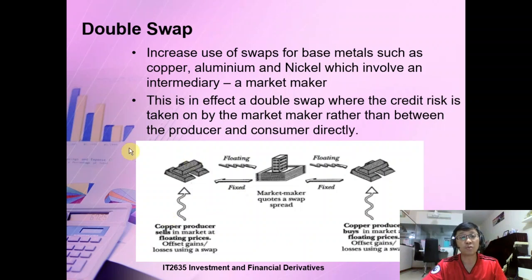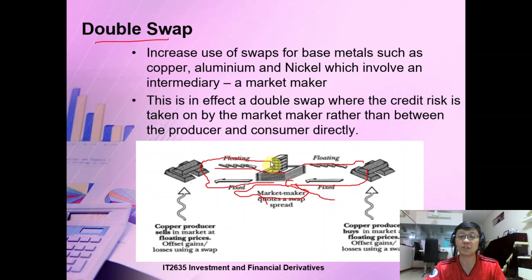So now we move on to another scenario, which is a double swap. A double swap is nothing much. It's just you swap 2 times instead of swapping 1 time. For example, a market maker tries to do a double swap. They have one swap where they swap a floating price for a fixed rate. Then they pass that on, and they use that fixed rate and swap for a floating rate with another party.